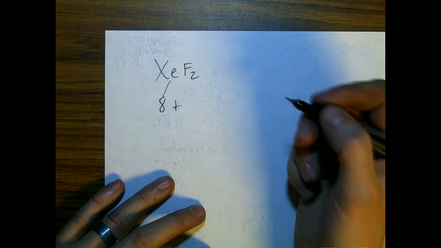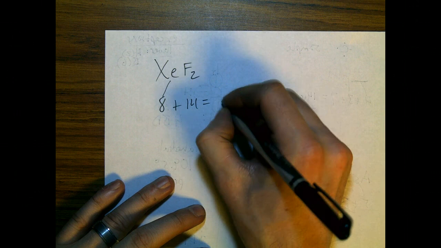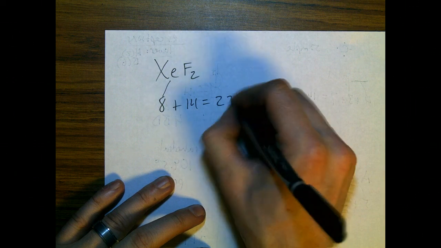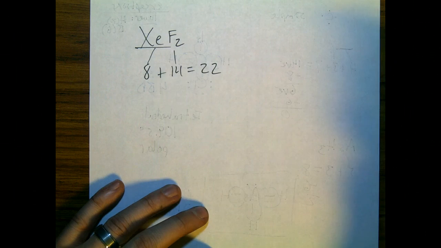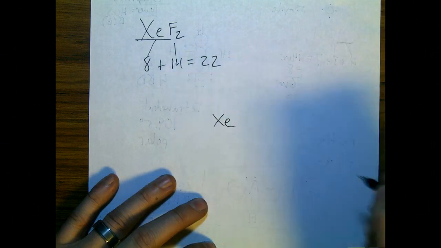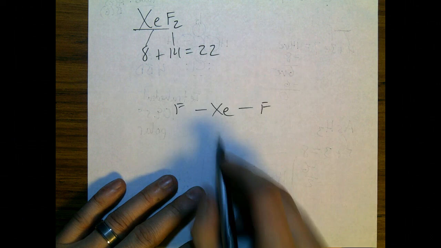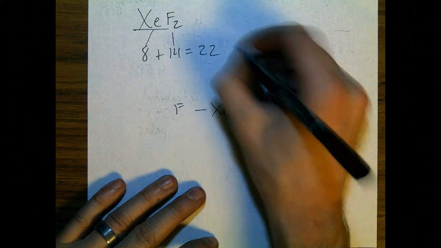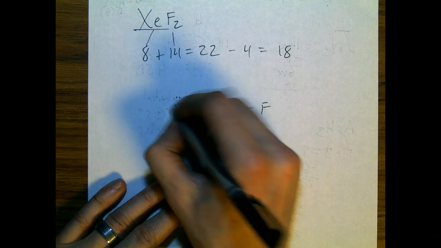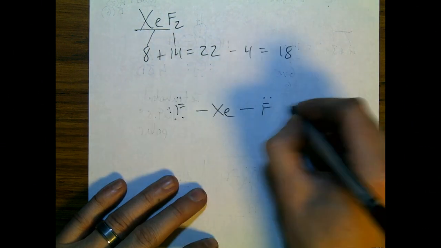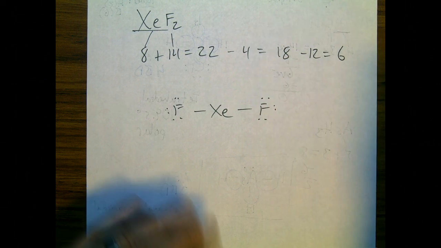And when you do your count, do it in the way that you've always done it. So there's 7 for each fluorine, so that's a total of 14. So we have a total of 22 valence electrons for this molecule. And xenon's written first. It's going to be in the center actually. You're going to draw the fluorines on the xenon. Take away 4 electrons from your total of 22, so you have 18 left. Spread it on the outside. 2, 4, 6, 8, 10, 12. So now I have 6 valence electrons left.